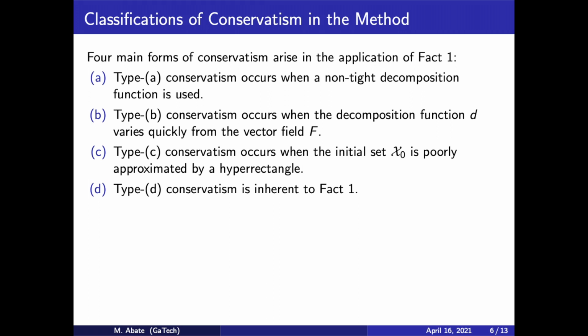Okay, so in this talk, we're mainly going to focus on types B, C, and D conservatism. However, I refer the interested reader to our work where we provide a discussion and some useful results on reducing type A conservatism in the method as well.